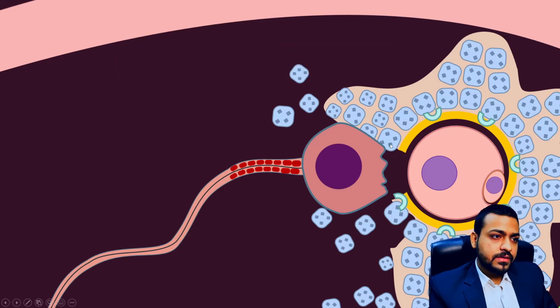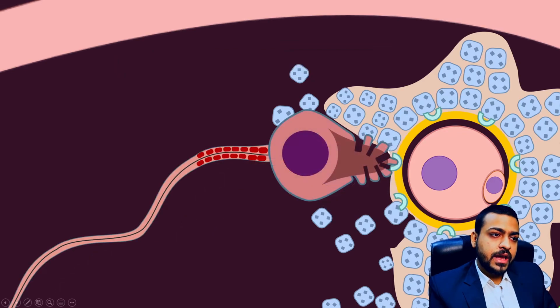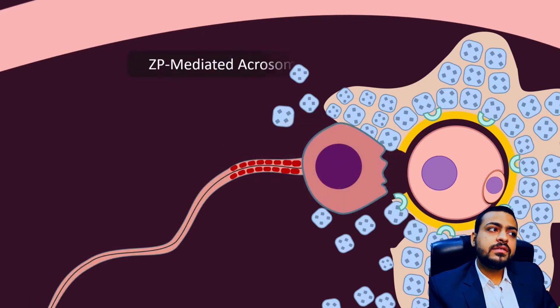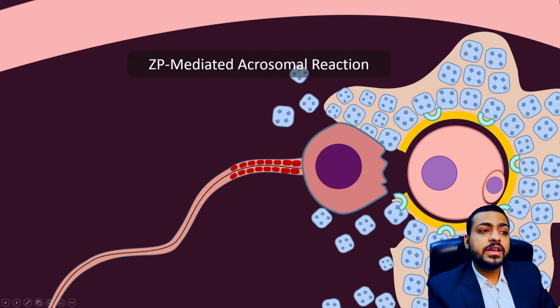As soon as the sperm binds with these receptors, let's look at that diagram, these receptors cause a change in the acrosome and its plasma membrane of the sperm that leads to the acrosomal reaction. This is not the spontaneous acrosomal reaction, it is the zona pellucida mediated acrosomal reaction.